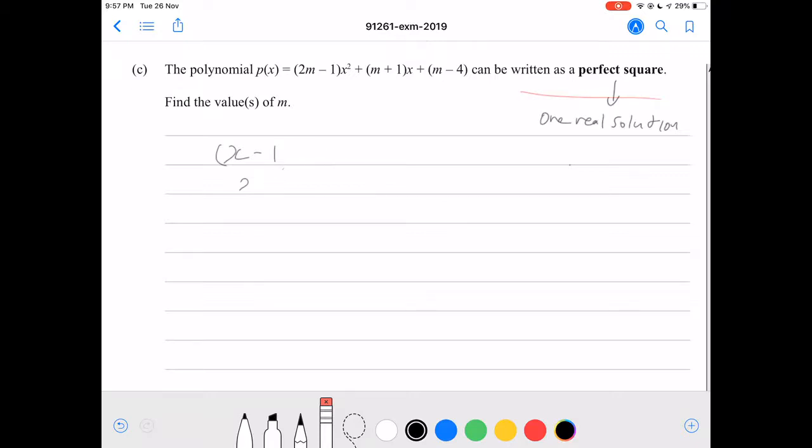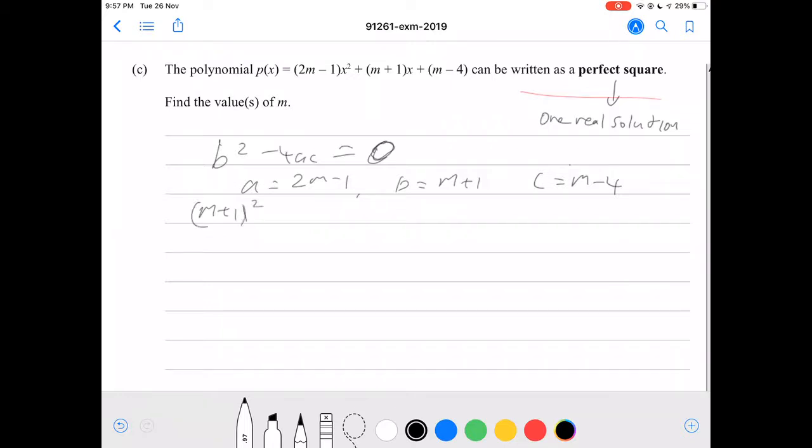So for your one real solution, the discriminant b squared minus 4ac must be equal to 0, as it only cuts the x-axis once. In this equation, your a value is 2m minus 1, your b value is m plus 1, and your c value is m minus 4. So you should get a quadratic, with multiple values of m here. So b squared, m plus 1 squared, minus 4 times (2m minus 1) times (m minus 4).